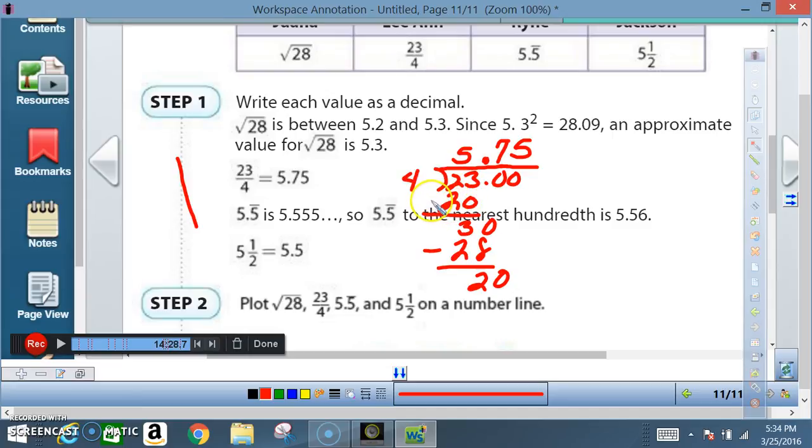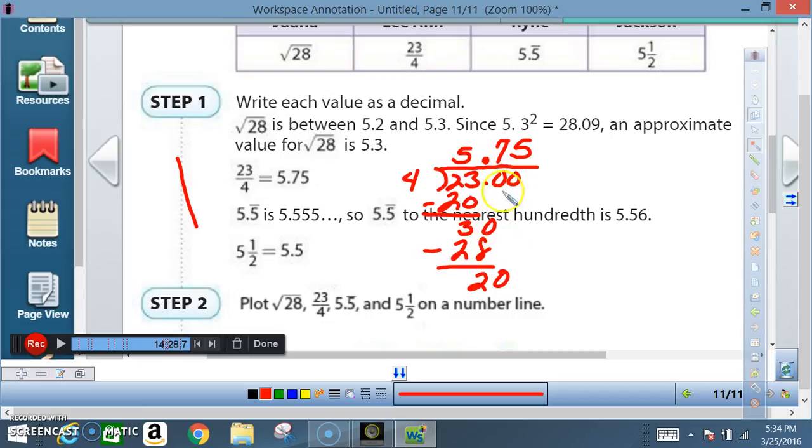So here I subtract. 23 minus 20, I'm left with 3. I bring down my 0. And I can't forget to bring up my decimal point. Now, how many times does 4 go into 30? That's going to be 7. 7 times 4 is 28. I subtract. 30 minus 28 will give me a 2.